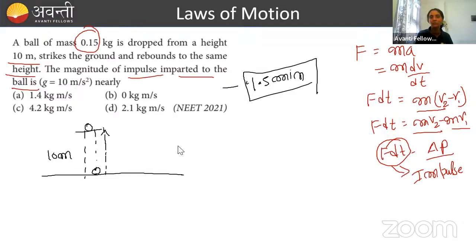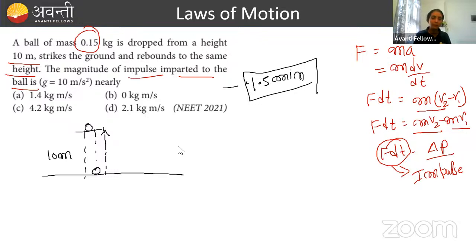It means its energy is not getting lost, right? क्योंकि जितने height से गिरा था उतने ही height तक पहुंच गया, ठीक है? So its energy is maintained. The magnitude of impulse imparted to the ball is. So how much impulse is this ball feeling or facing or receiving, whatever you say.